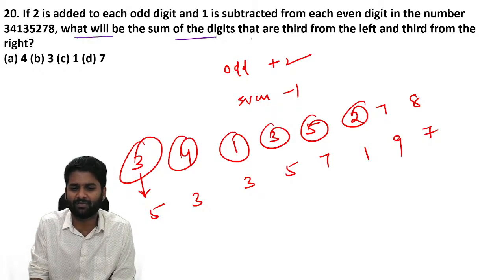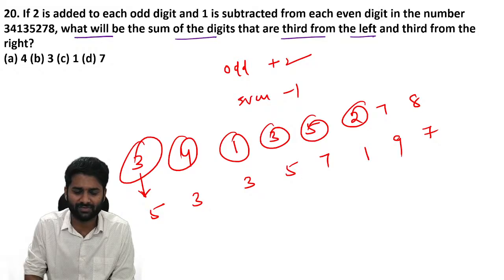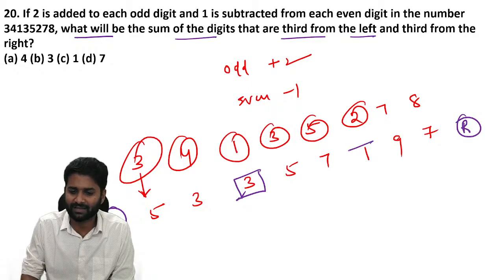Then what will be the sum of the digits third from left and third from right? So this is left and this is right. Third from left is 3, and third from right is 1. So answer 4 is the correct one.